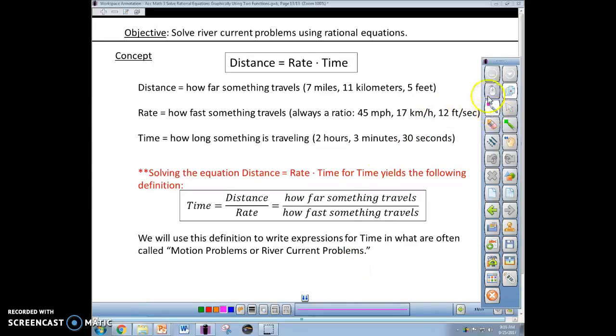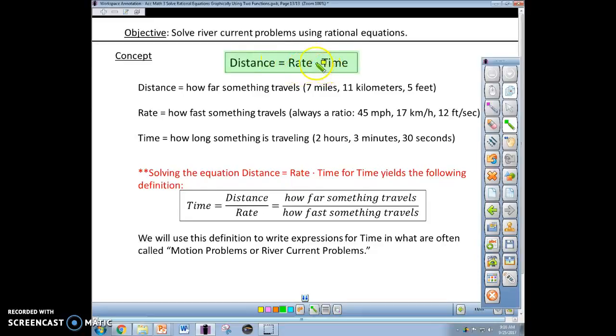All right, hello there. In this lesson, we're going to talk about how we can use what we've learned about rational equations to write a rational equation and solve it to solve what we call river current problems or motion problems in general. One of the things that we use is the relationship between distance, rate, and time, which is distance equals rate times time. And we specifically use that in these problems we're going to talk about today, solving this equation for time.